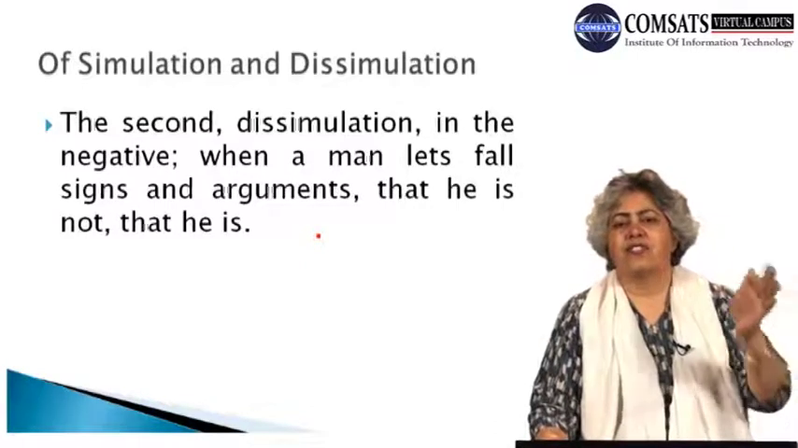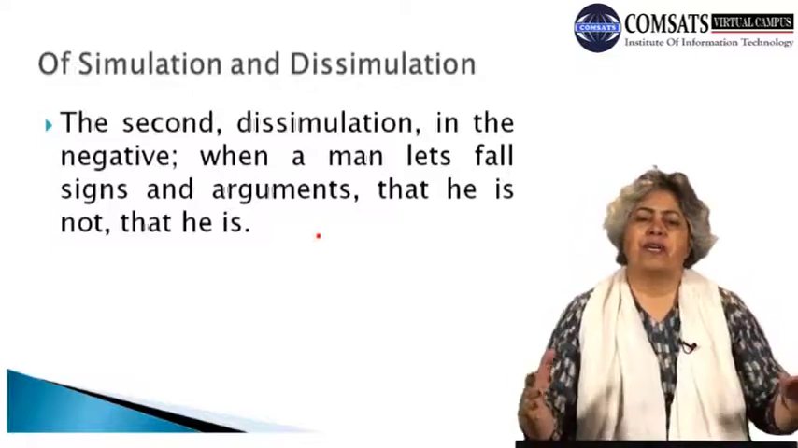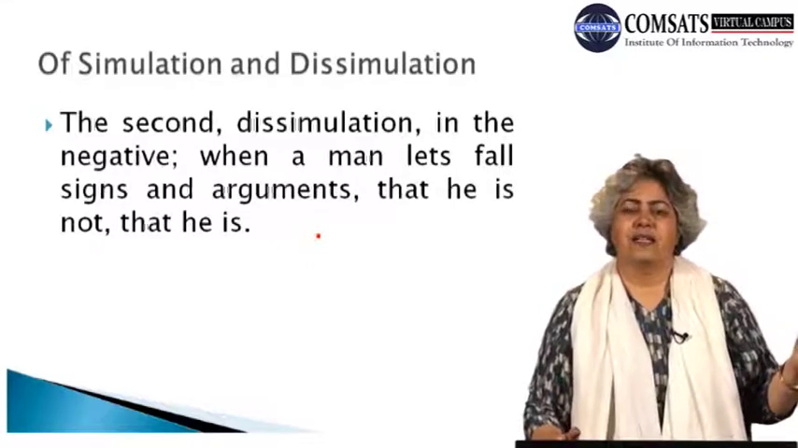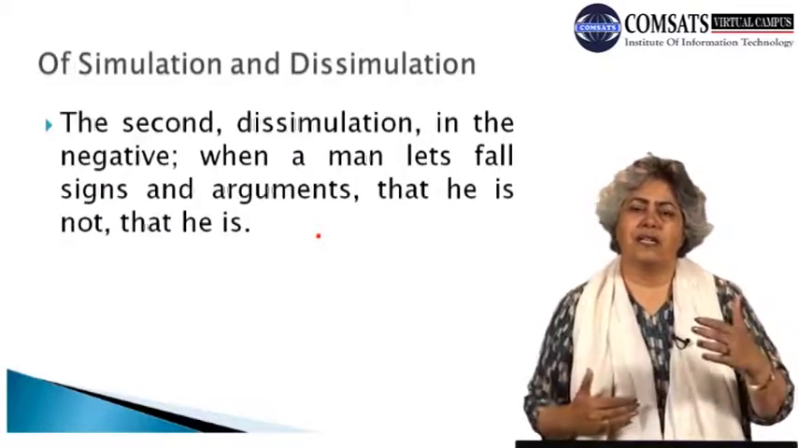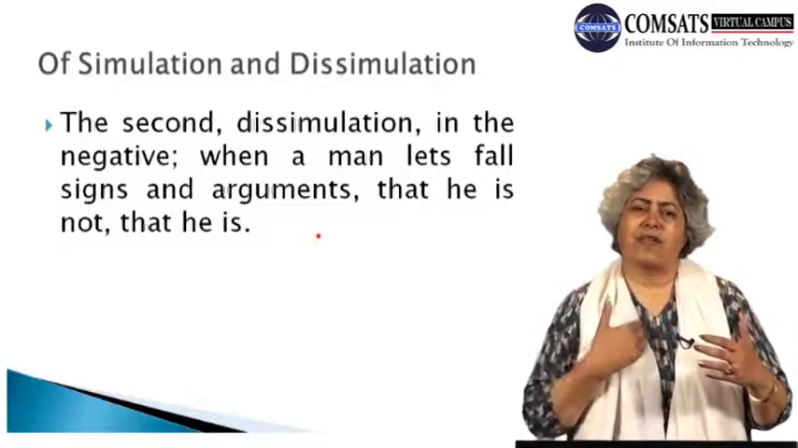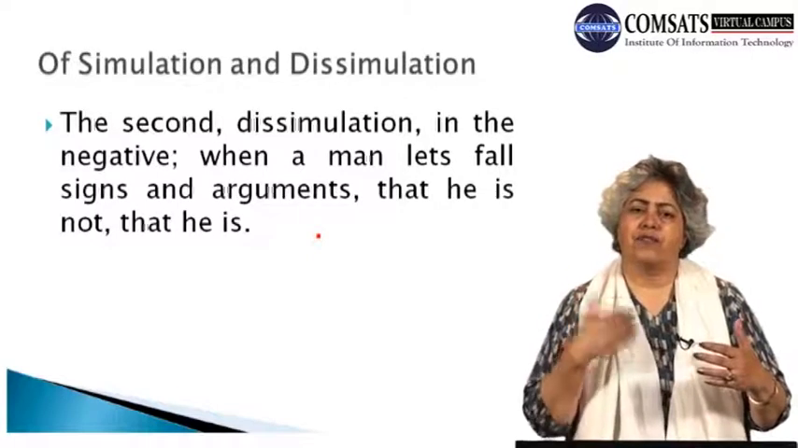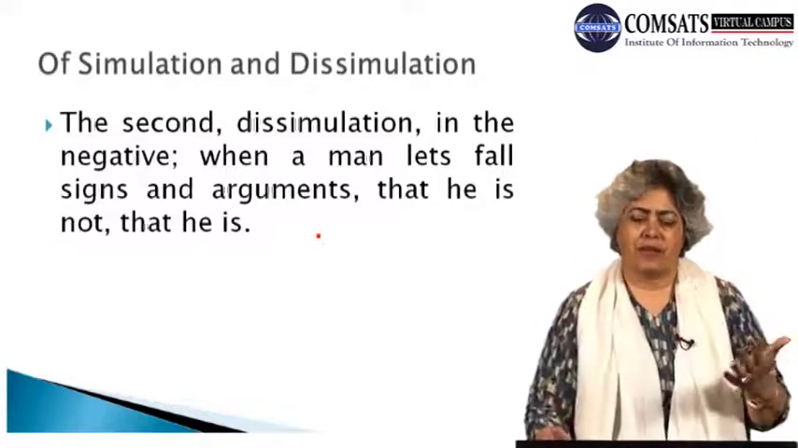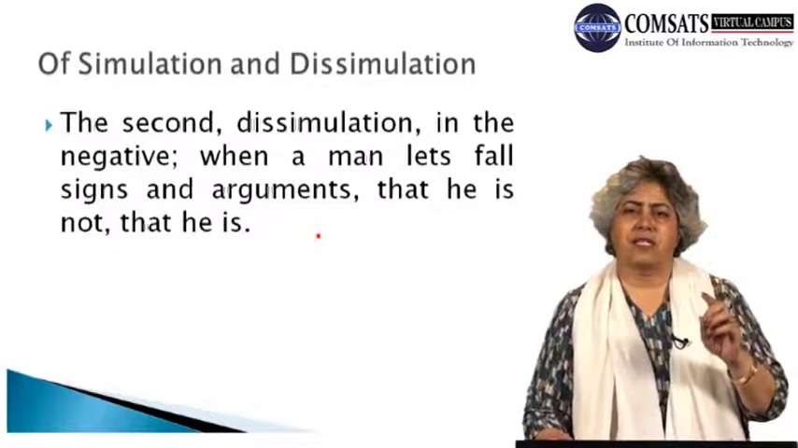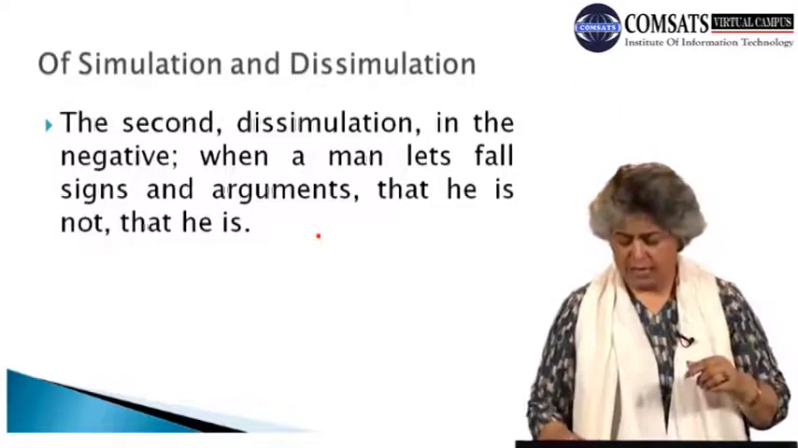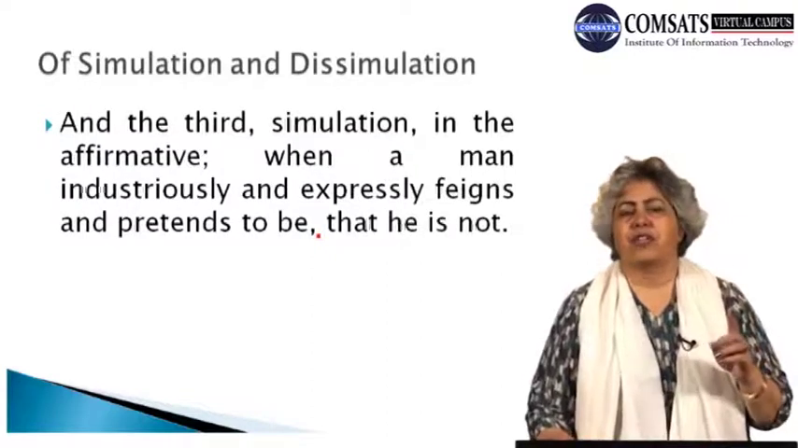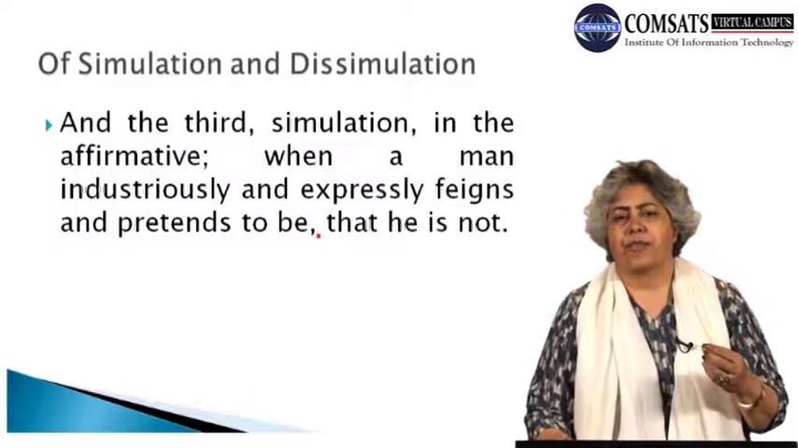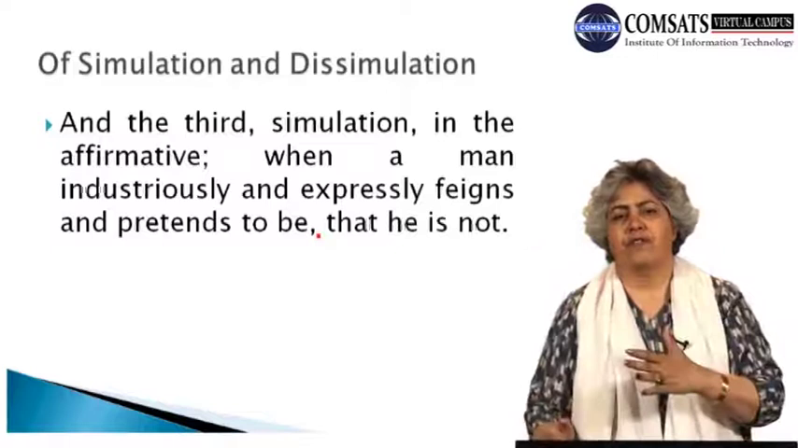So you give signs, you give arguments. Maybe I rent a house and I say this house is mine. So I am hiding what I actually am, and that is a person who cannot afford to buy a house. I am pretending. So the second degree, that is dissimulation, is definitely in the negative. The third is simulation, and that is pretending to be what we are not. So is the difference clear to all of you now?